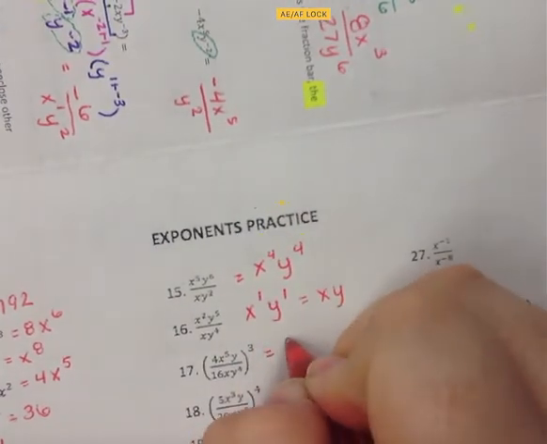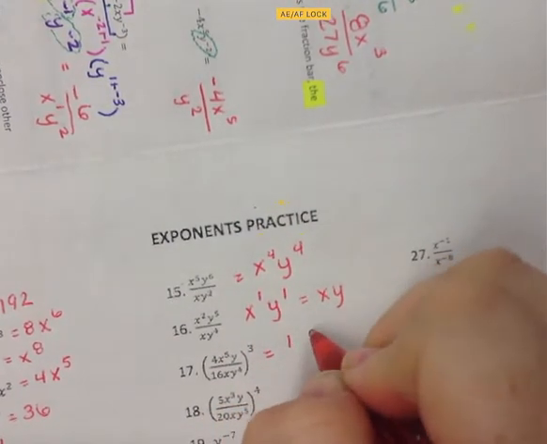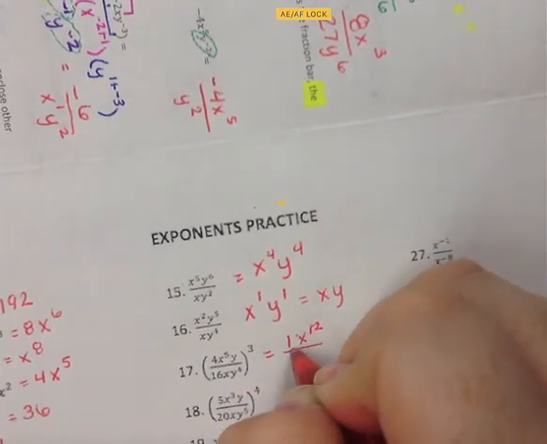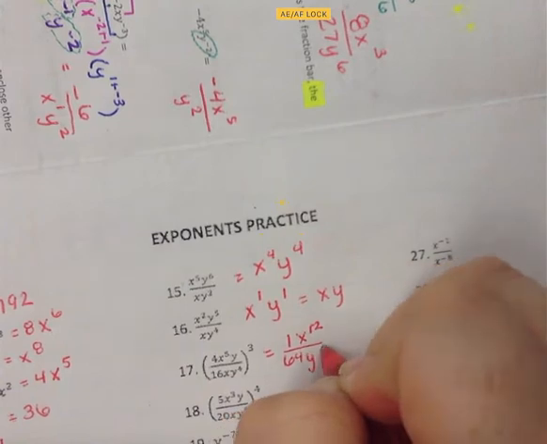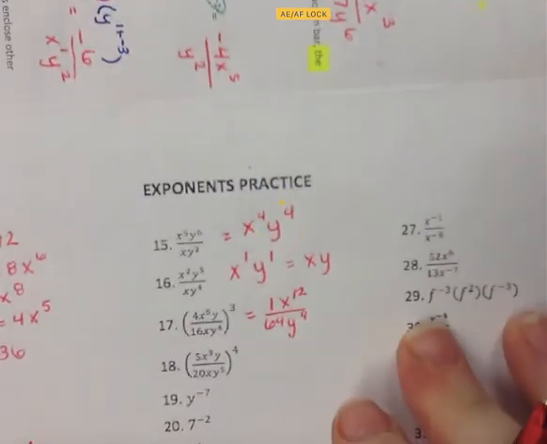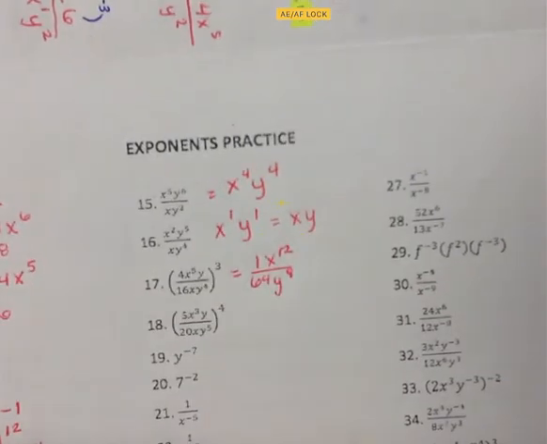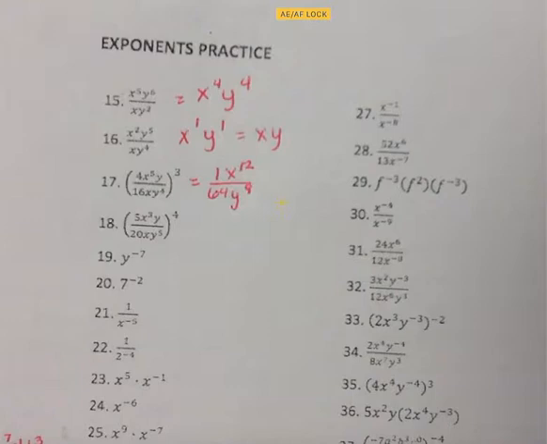So number 17 is equal to 1 x to the 12th over 64 y to the 9th. And you could just put x to the 12th in the numerator. If you have just x to the 12th in the numerator, that's fine.